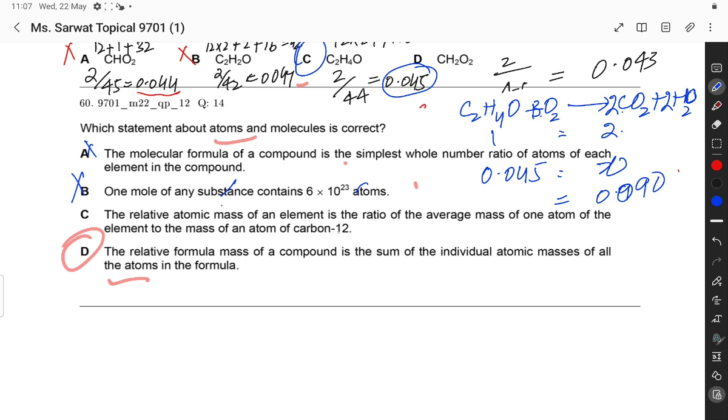The relative atomic mass of an element is the ratio of the average mass of one atom of the element to 1/12 of the mass of an atom of the C12 isotope. So this is also incorrect. The relative formula mass of a compound is the sum of the individual atomic masses of all the atoms in the formula. So this is the correct option.